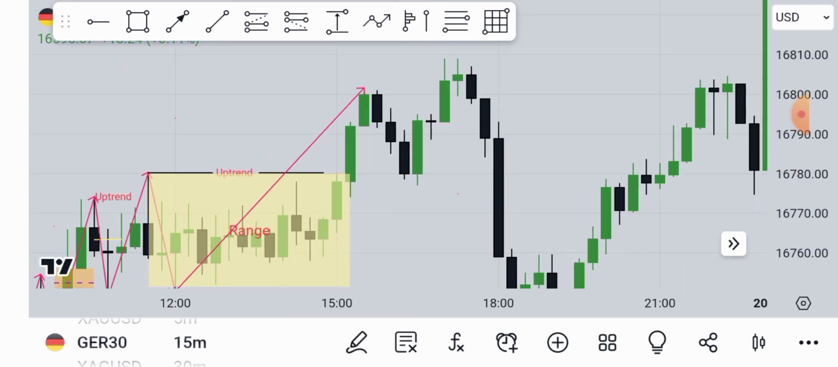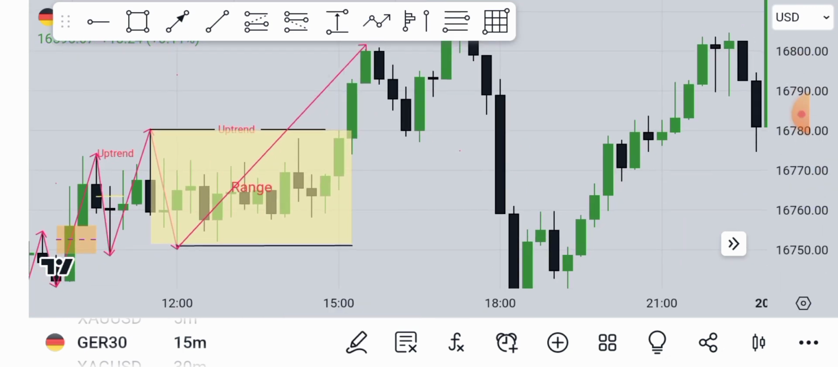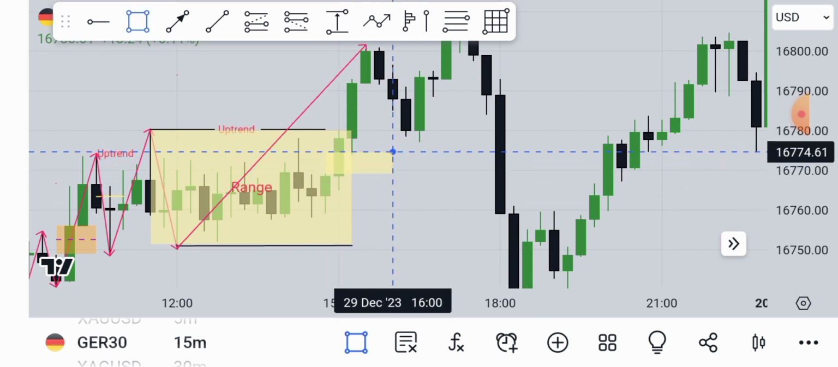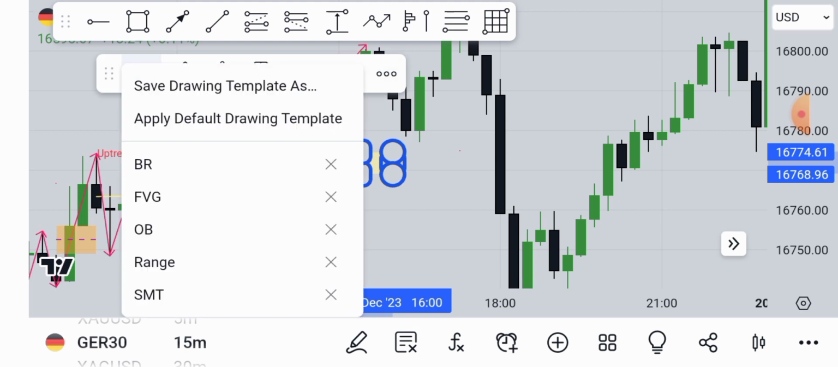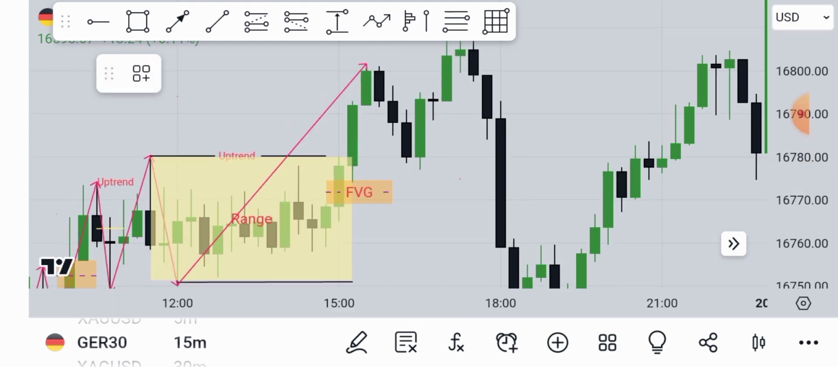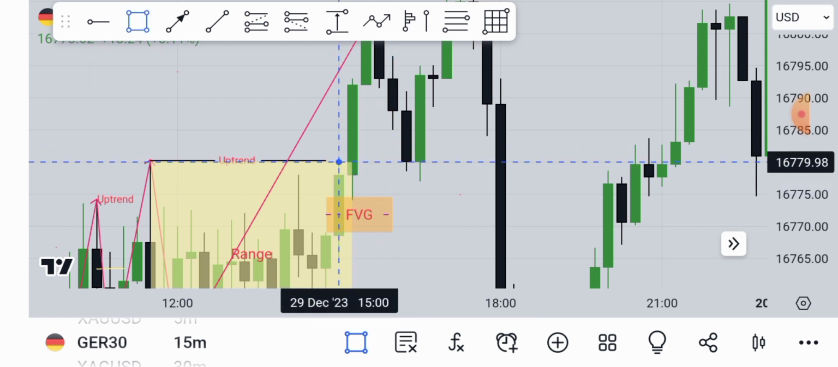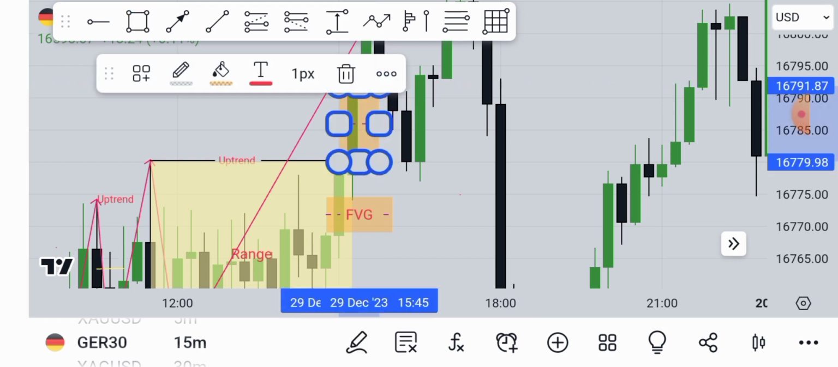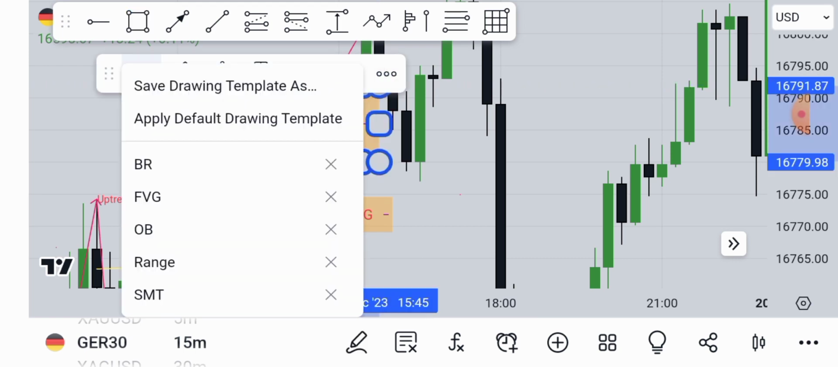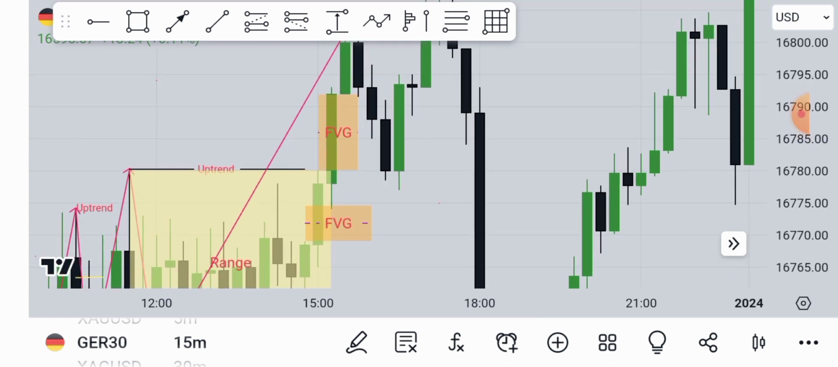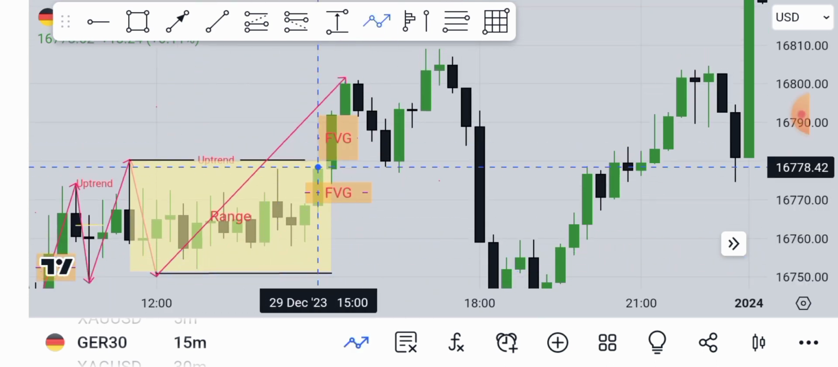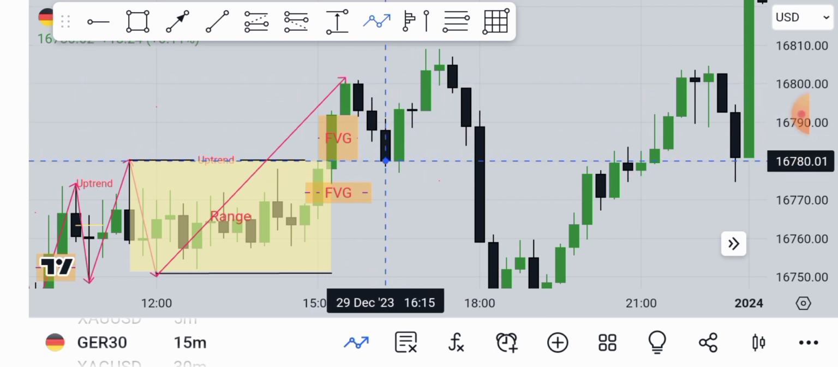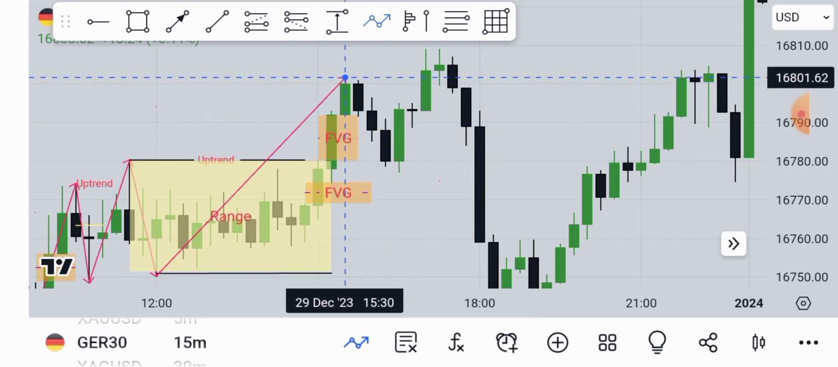And then on forming this impulsive movement, we have FVGs that need to be filled. As you can see, FVG, and then another FVG. FVG is an imbalance of buyers and sellers, so we need to come back and fill these areas because it's formed in an impulsive movement. Then the market comes back to correct. As you can see, it corrects this movement.